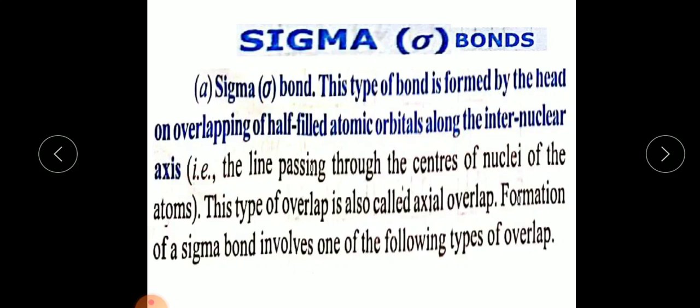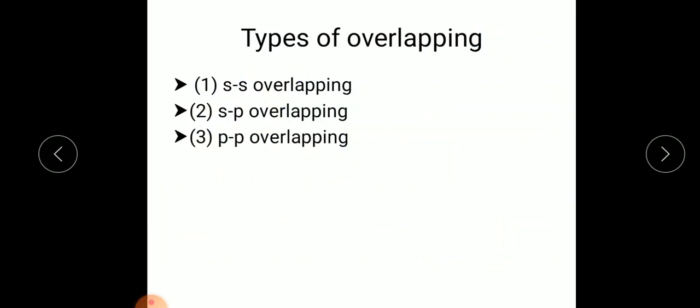So when there is a head-on overlap of half-filled atomic orbitals, it gives rise to a sigma bond. Half-filled atomic orbitals along the internuclear axis, that is the line passing through the center of the nuclei of the atoms. This type of overlap is also called axial overlap since it is along the axis. Formation of sigma bond involves one of the following types of overlap. Now this sigma bond formation can take place in three ways. Let us see what are the three types of overlapping.